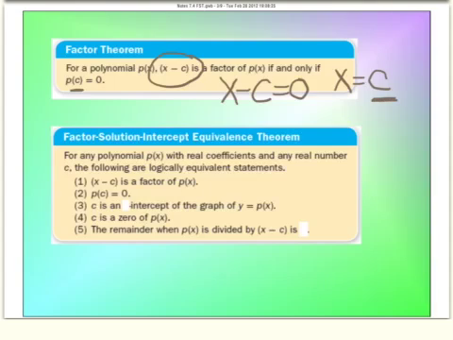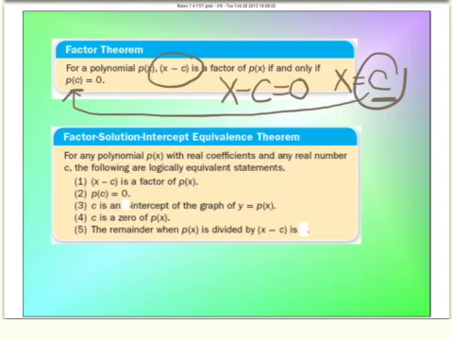So if the value is c or 3 or 4, if you put the value you get when you find the 0 or the x-intercept back into the function, it's going to equal 0. That's what an x-intercept means. That's what a 0 means. It means when you find the answer and then put it back into the original equation, the answer is 0.